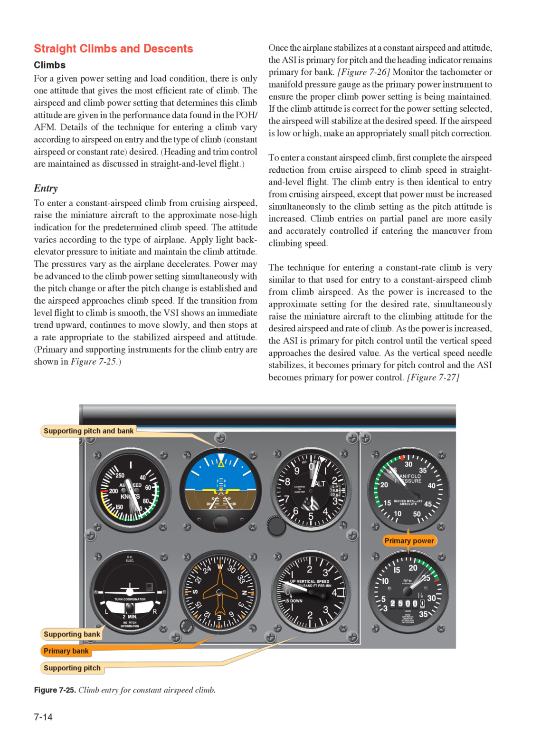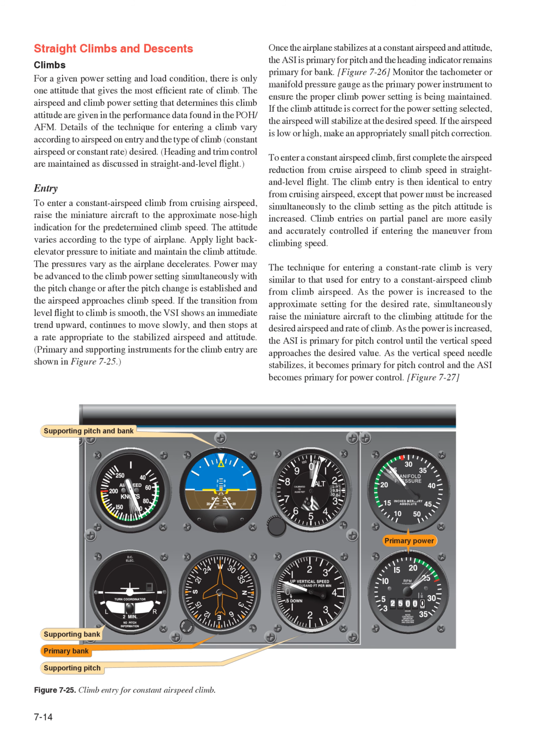Climb entries on partial panel are more easily and accurately controlled if entering the maneuver from climbing speed. The technique for entering a constant rate climb is very similar to that used for entry to a constant airspeed climb from climb airspeed. As the power is increased to the approximate setting for the desired rate, simultaneously raise the miniature aircraft to the climbing attitude for the desired airspeed and rate of climb.